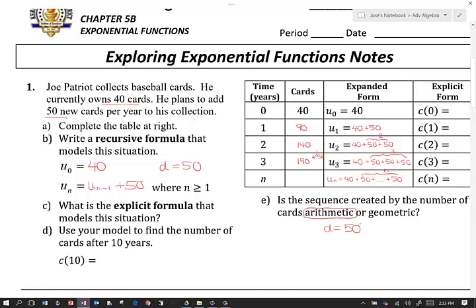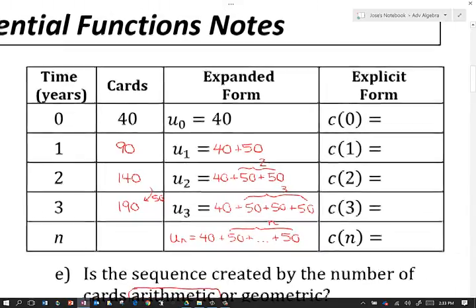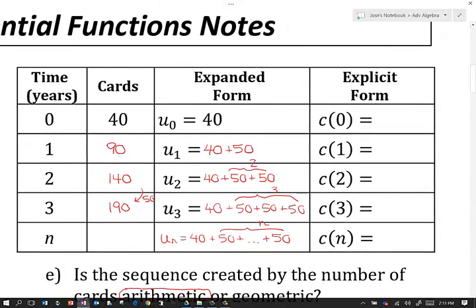Okay, but recursive formulas are very inconvenient. If I want to figure out how many cards he has after 10 years, I'm going to have to figure out how many he has after 9, 8, and so on. So I want to go back and see if I can come up with an explicit formula. The idea, going back to the table, is that if I think carefully about this repeated addition, it can be modeled as a multiplication.